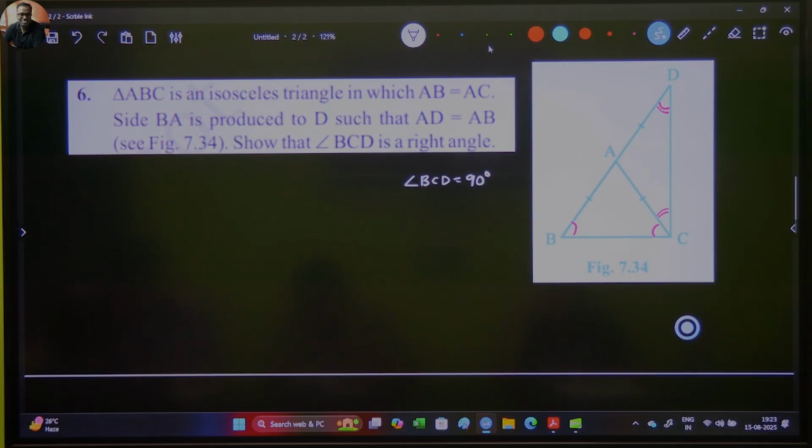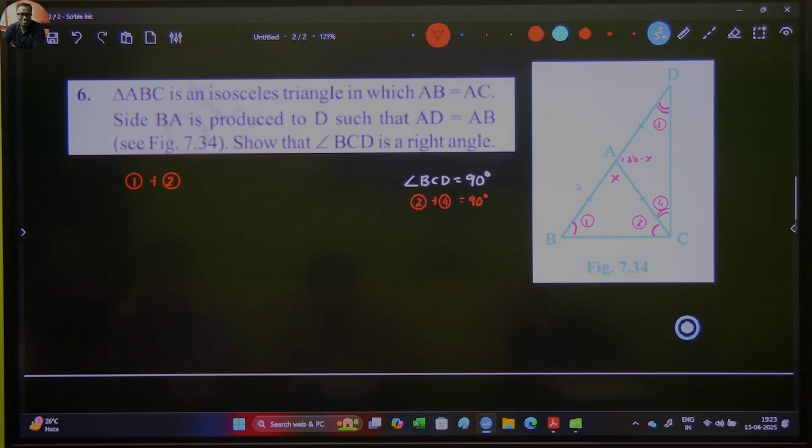So हम लोग कुछ numbers डाल दें यहाँ पे, easy हो जाता है. This is 1, this is 2, this is 3, and this is 4. Your job is to prove 2 plus 4 is equal to 90 degree. This is what you have to prove, which is very easy. Can you not say 1 plus 2, can I write this as x? Then this is 180 minus x, linear pair.